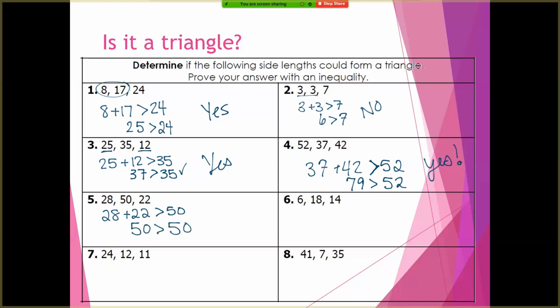You want question 5? So question 5, you get 50 is greater than 50. 50 is not greater than 50. 50 is equal. Oops. So this is a no. If you've got $50 and I've got $50, I can't say that I've got more money than you. We have an equal amount of money.